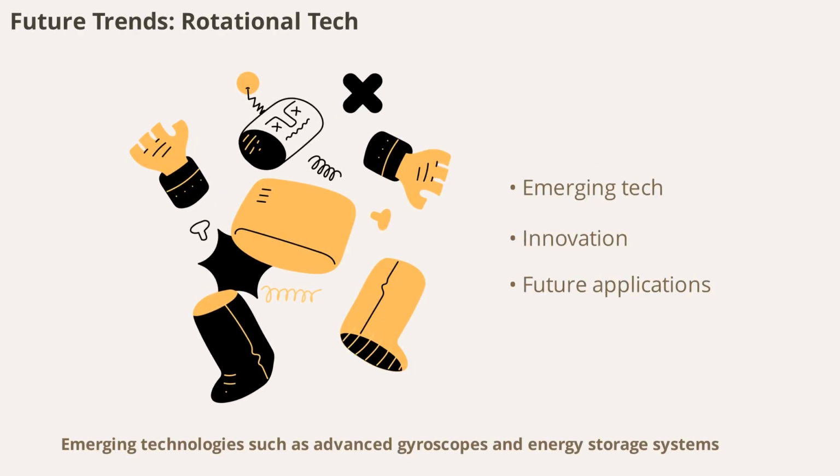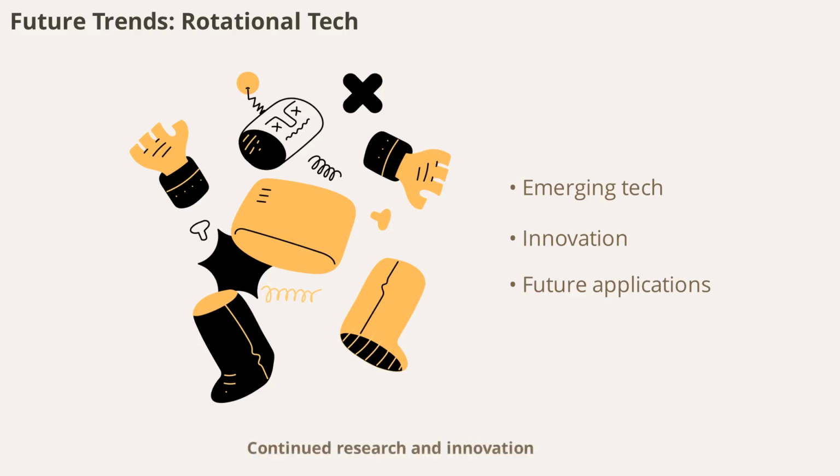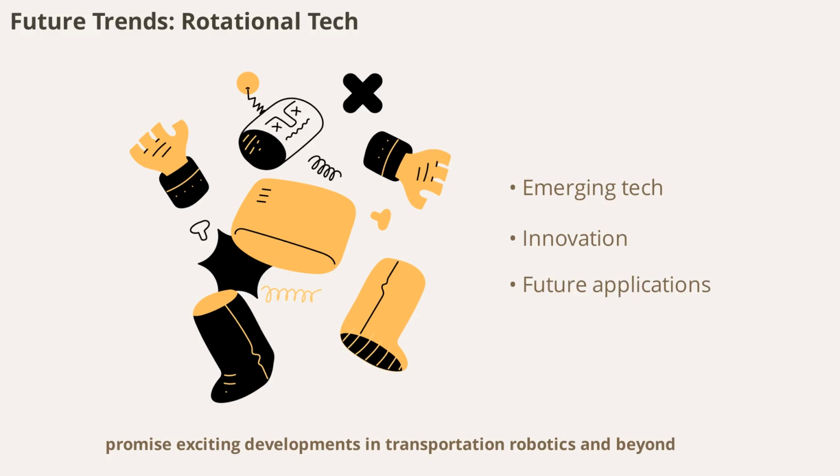Emerging technologies such as advanced gyroscopes and energy storage systems are pushing the boundaries of what's possible with rotational motion. Continued research and innovation promise exciting developments in transportation, robotics, and beyond.